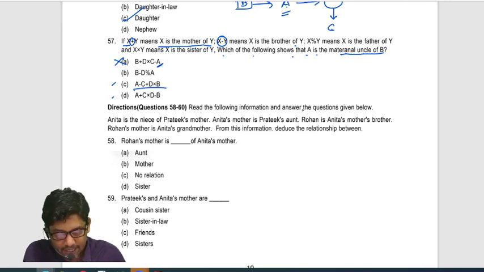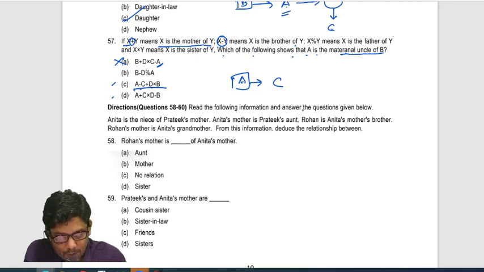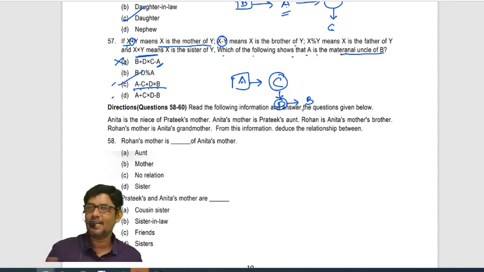So, let me check C now. A minus C. What is A minus C? A is brother of C. Then, don't apply BODMAS rule and all here. Go with the order. C plus D. What is C plus D? C is mother of D. D into B. That means into stands for what? D is sister of B. Am I right? Now look at this. A is now maternal uncle we are getting. So option C is our answer. Directly we can get it.